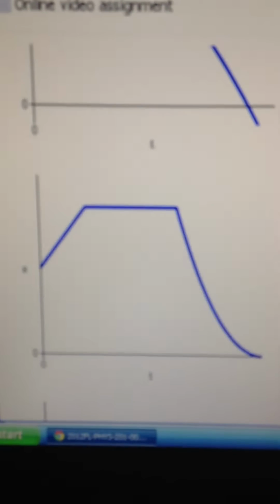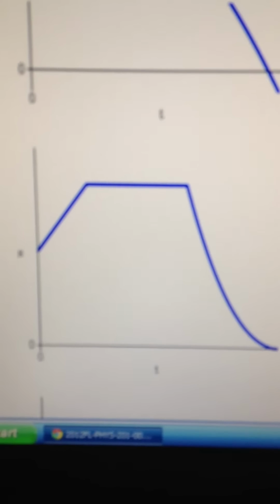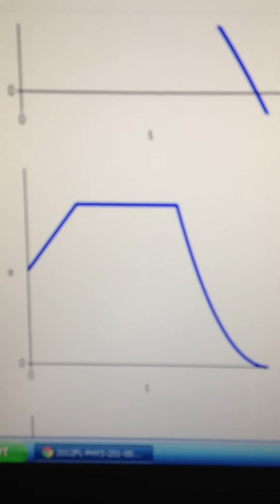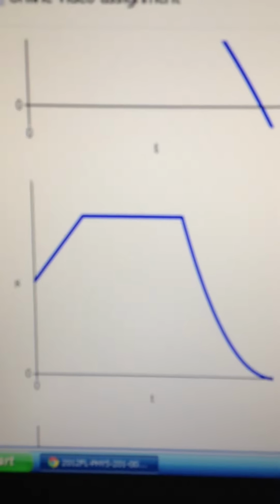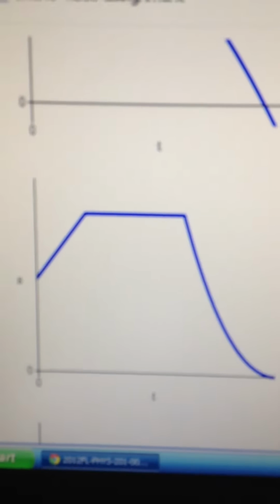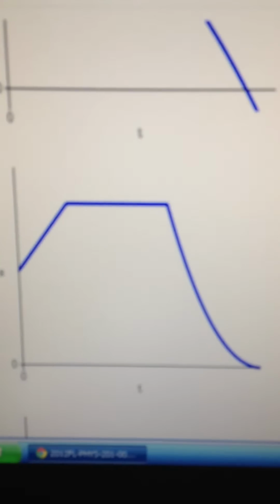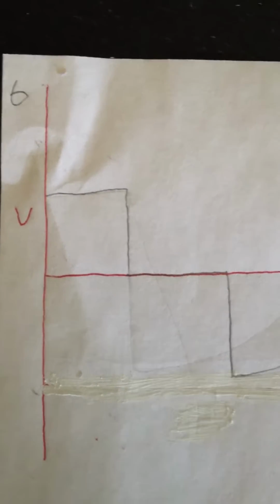So going on to the next one, we have this line right here, which is showing that the velocity is in the positive direction, but it's staying exactly the same for that line right there. So to represent that on the velocity versus time graph, we have this little line right here, which shows that the velocity is positive, but it's staying the same, basically.